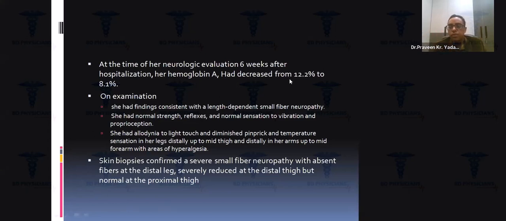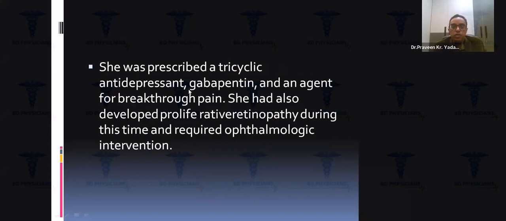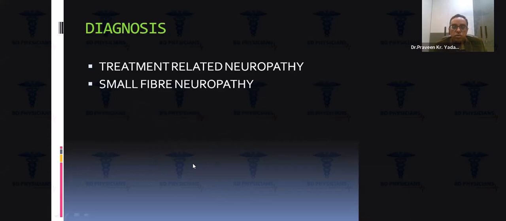The rest of the findings are absolutely normal. So the small fiber neuropathy is suspected by the neurologist and a skin biopsy is done, which shows a severe small fiber neuropathy with absent fibers in the distal lower limbs. That is distally, but proximally it is normal. So this suggests a length dependent small fiber neuropathy. Now she is managed for the neuropathic pain with tricyclic antidepressants, gabapentin and all those things. And she's also found to have a retinopathy as well. So this is the story of this patient.